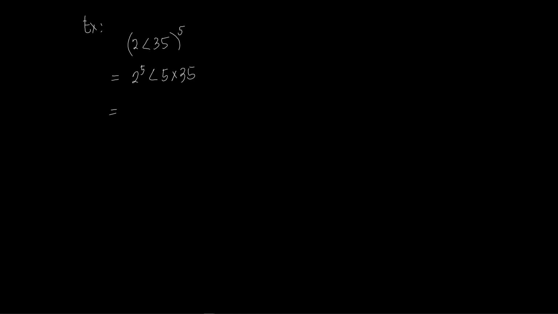Okay, so going back, for example, we have 2 angle 35 raised to the power of 5. What happens is 2 raised to the power of 5, angle 5 times 35. So the answer: 2 raised to the power of 5 is 2 times 2 times 2 times 2 times 2, that is 32. Then 5 times 35 is 175, in degrees. That is the answer.